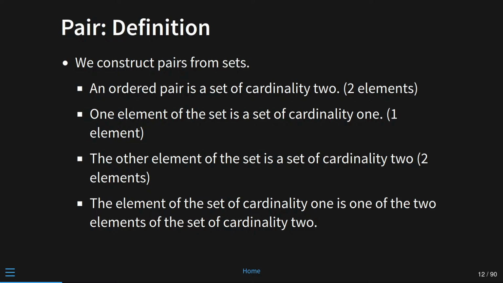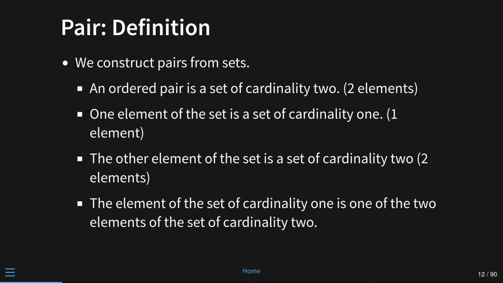So if I want to represent AB as a set, I can't just put it in a set like this because I lose the notion of order. So what am I going to do? I'm going to create a set of 2 elements. I'm going to put a comma in the middle. And one element of the set is a set of cardinality 1. So there's going to be another set in here that only has one thing in it. The other element of the set is a set of cardinality 2. So this is going to have a comma.